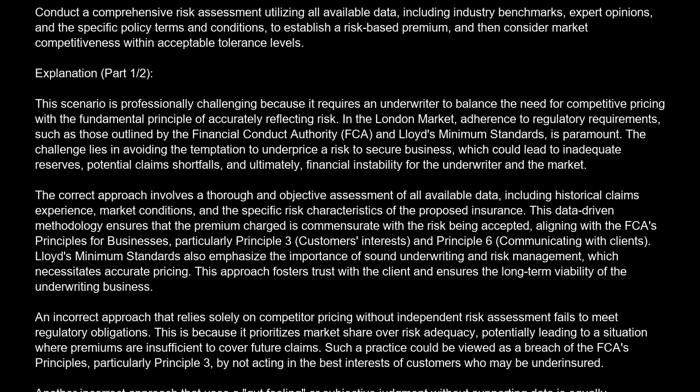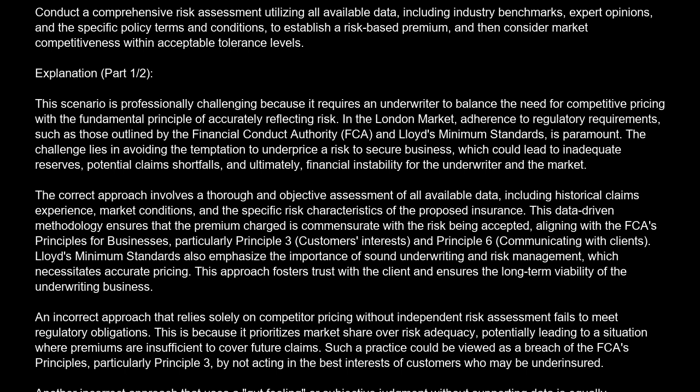This data-driven methodology ensures that the premium charged is commensurate with the risk being accepted, aligning with the FCA's principles for businesses, particularly Principle 3, Customers' Interests, and Principle 6, Communicating with Clients. Lloyd's minimum standards also emphasize the importance of sound underwriting and risk management, which necessitates accurate pricing. This approach fosters trust with the client and ensures the long-term viability of the underwriting business.